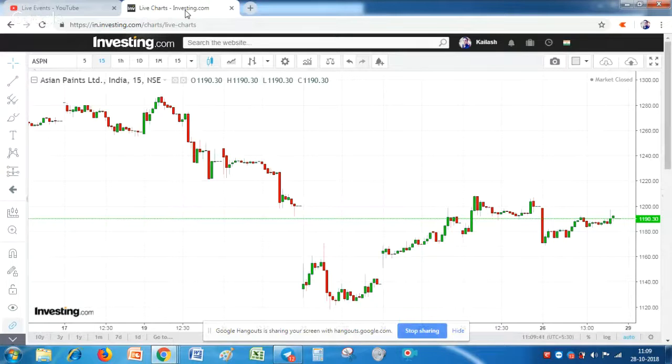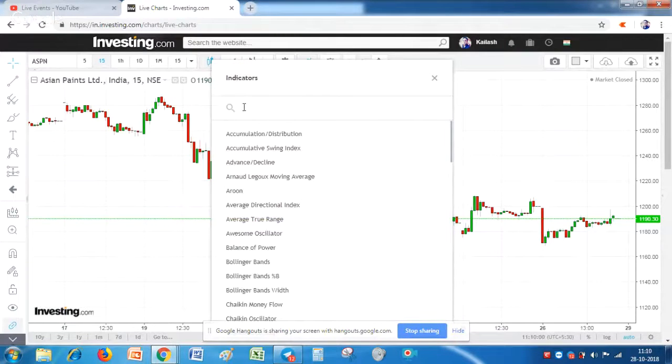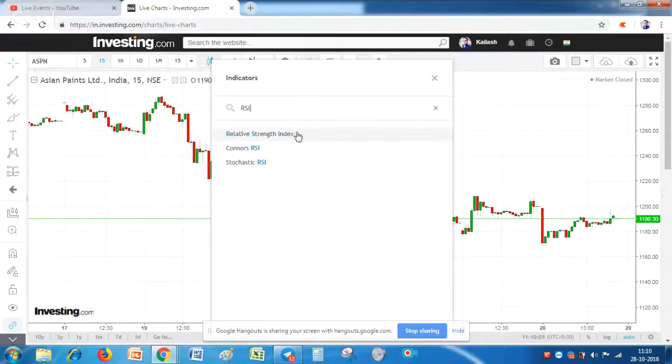Okay, I could see 9 members are there. Hi friends, good morning everyone. I hope you could see my screen. I have opened Asian Paints Limited in investing.com. Now I will go to the indicator section because the indicators we are going to discuss today are RSI and MACD. So here is RSI, relative strength index.